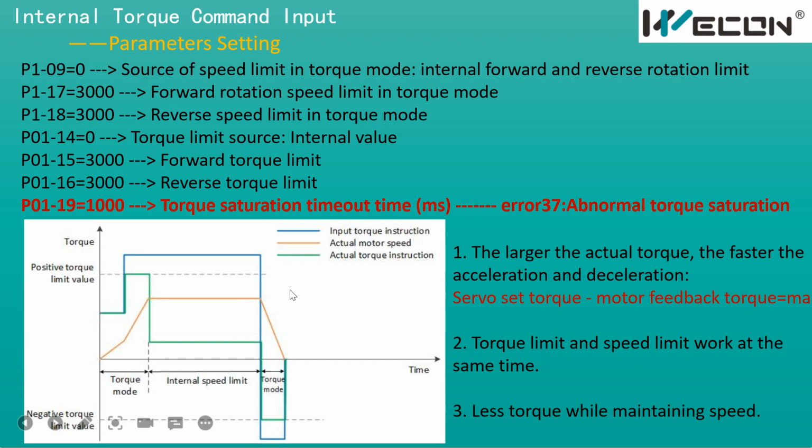And here we have a picture about the relationship between input torque instruction, actual torque instruction, and actual motor speed. Here we have three points to pay attention to. First, the larger the actual torque, the faster the acceleration and the deceleration.